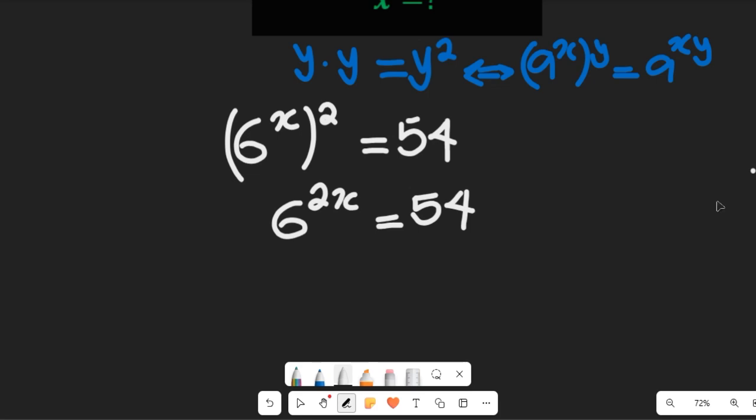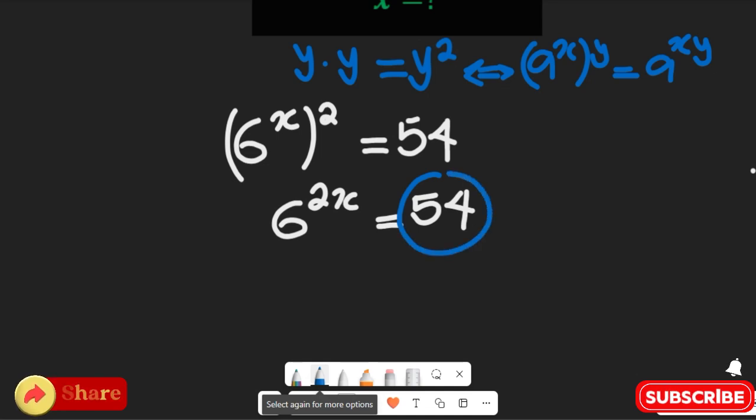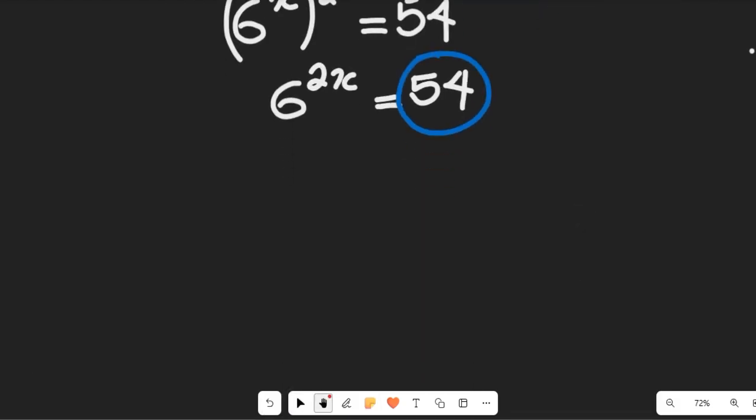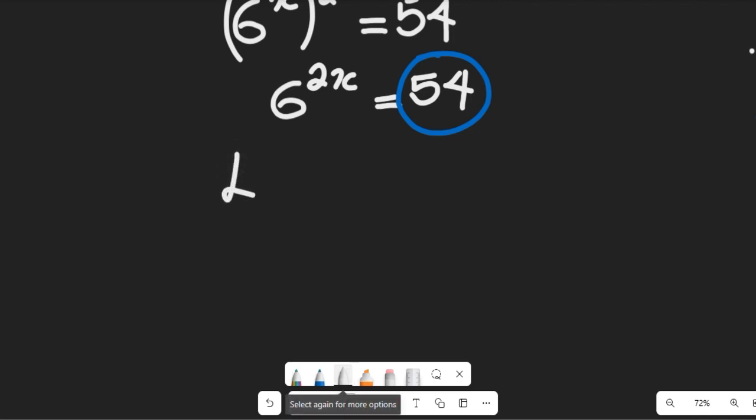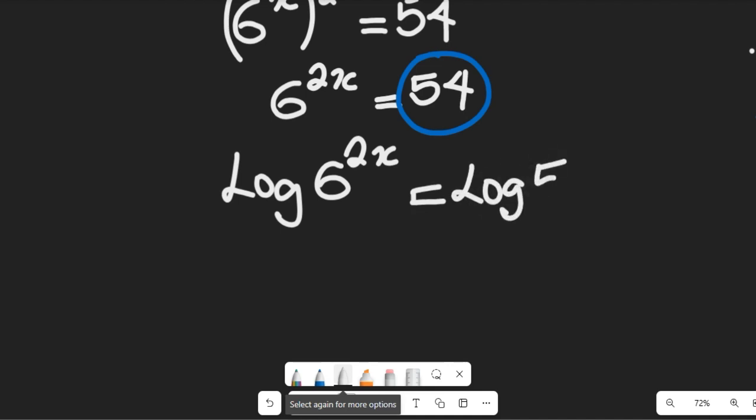Can we simplify this? Can we make 54 have the same base as 6, such that we can just reduce the base and then equate the exponent? There is no factor that we can make this with a base of 6. So what we need to do is to apply the laws of logarithm. Now if we apply the laws of logarithm, we're going to have the log of 6 to the power of 2x, right, equal to the log of 54.